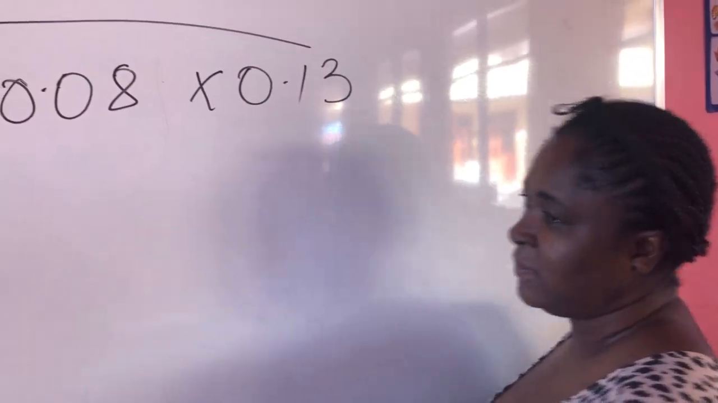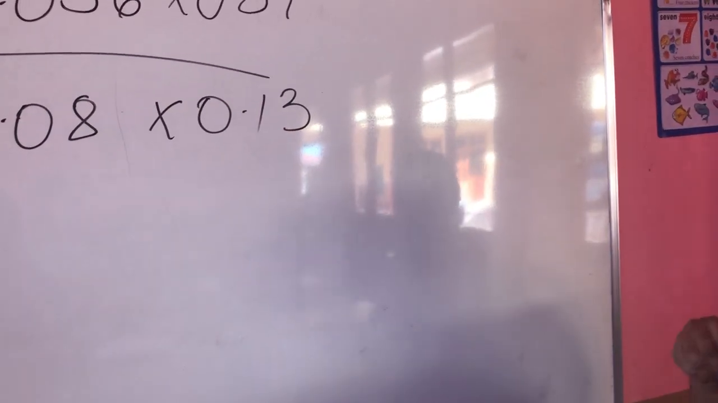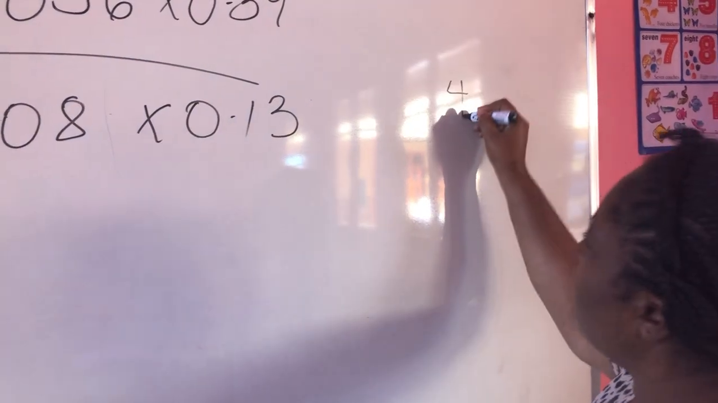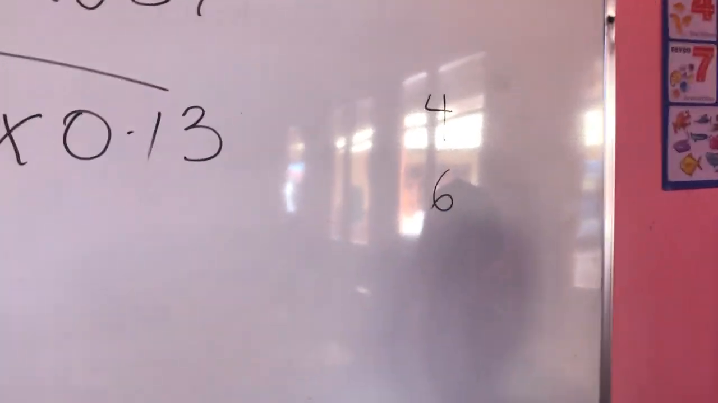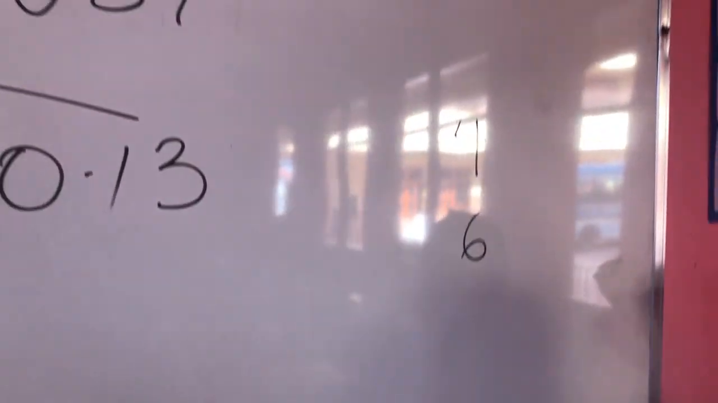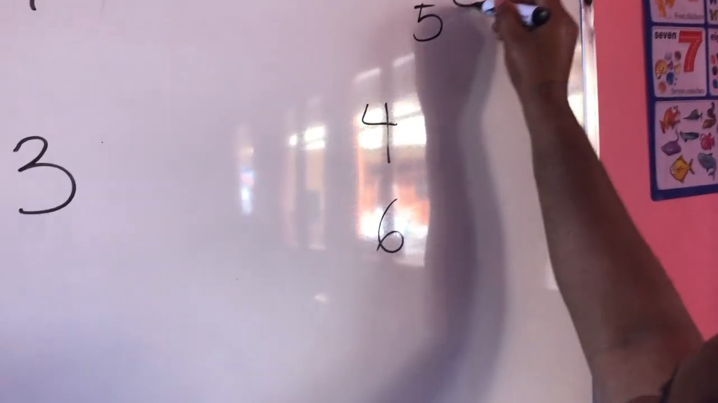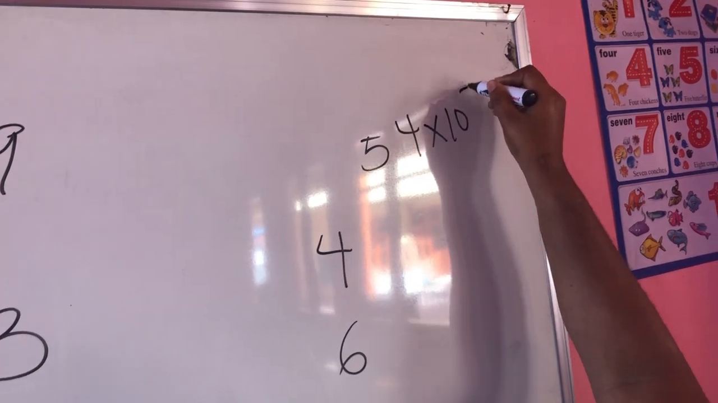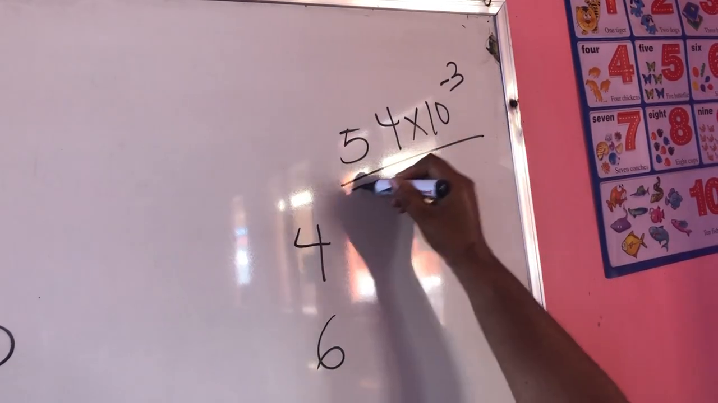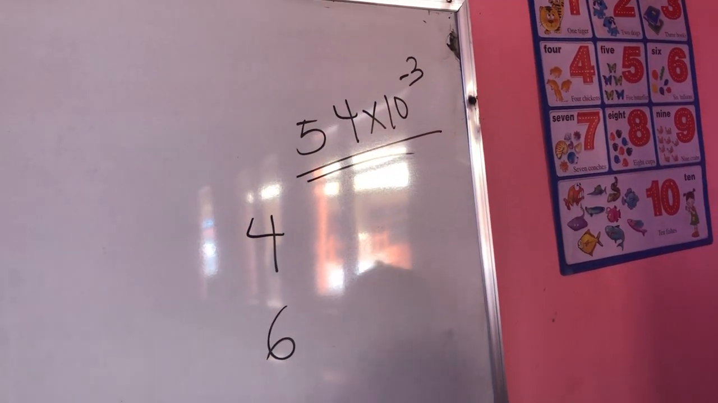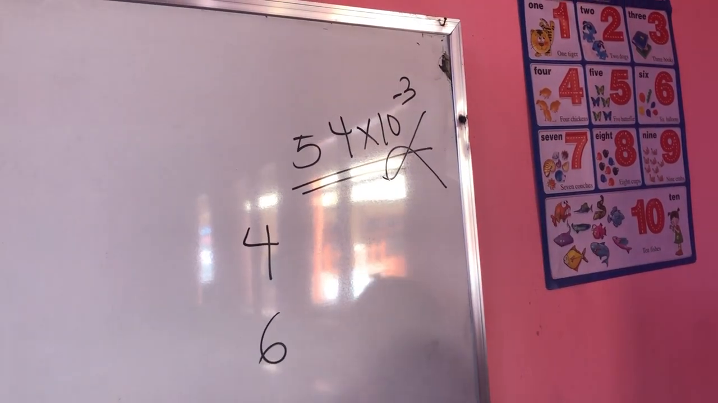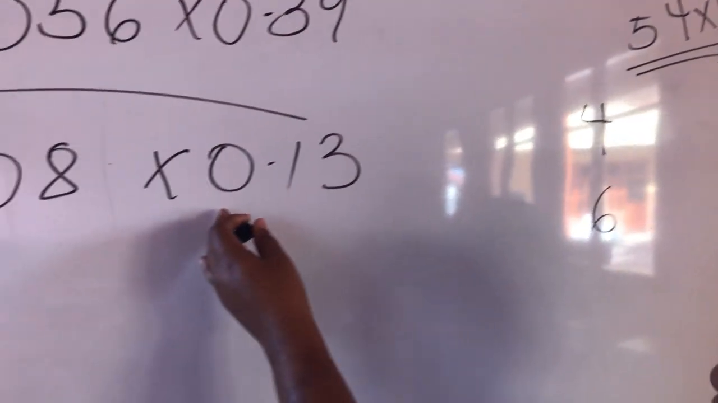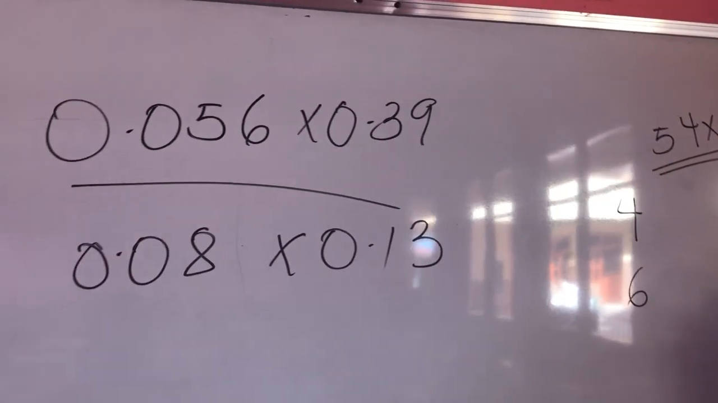single numbers. So after cancelling out, you have something like 4. After cancelling out, you have something like 6. So it wasn't a problem. But then when you have a number like 54 times 10 raised to the power negative 3, this number is not in standard form. So you don't leave your answer like this for me. This is wrong. So I'm using this example to explain what I mean to you.